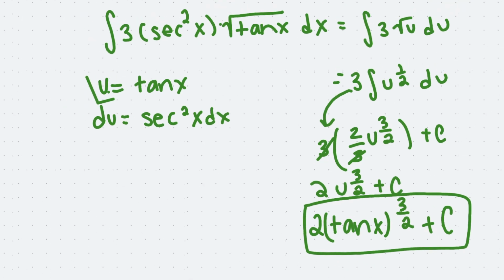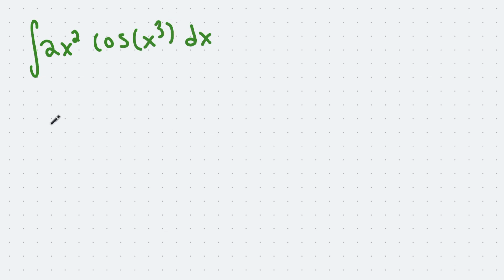Now let's try another integral. Let's try to evaluate the integral of 2x squared times cosine of x cubed dx. U is typically the most complex function or the inside of another function. So here we can see that x cubed is a function inside another function of cosine x. So we will let u be equal to x cubed.